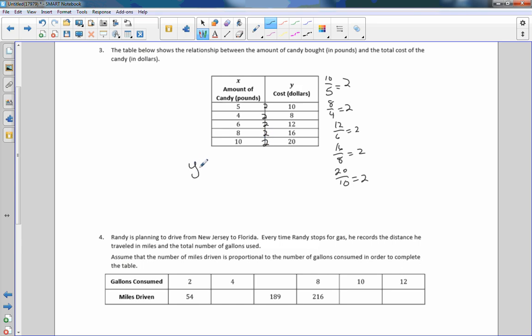And the answer is yes. The relationship is proportional because we're multiplying 2 times the amount of candy and getting these correct costs in dollars. I'm not going to write that long sentence. It's similar to the previous two.